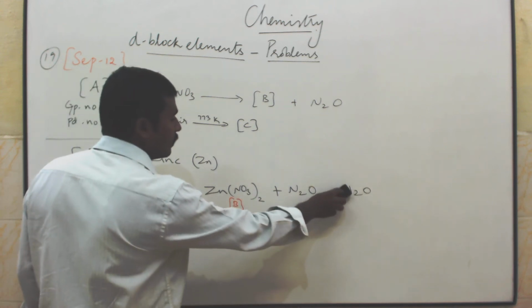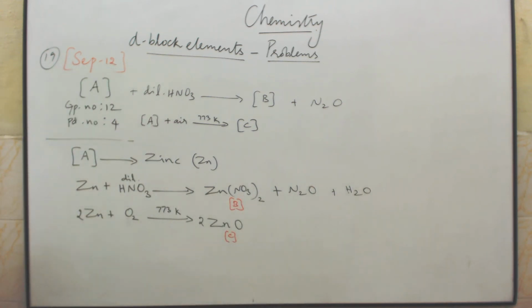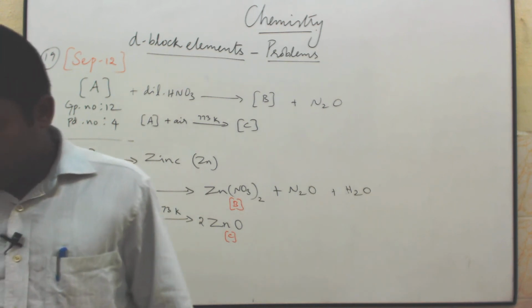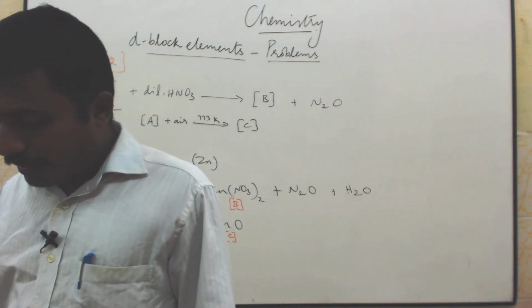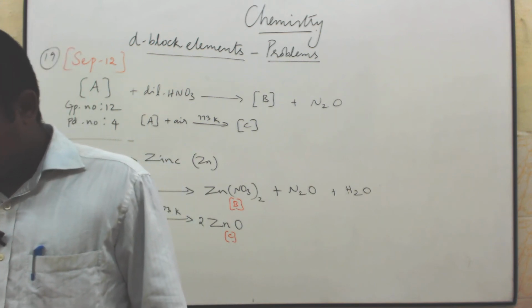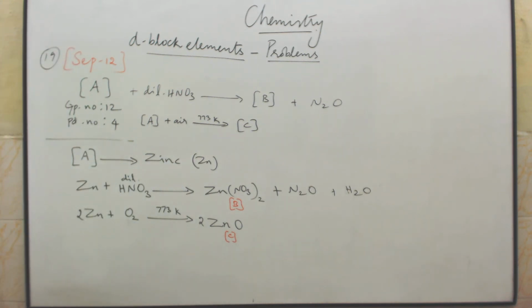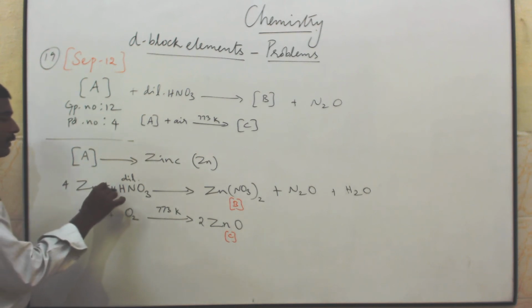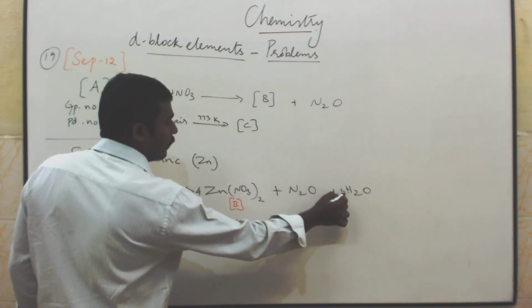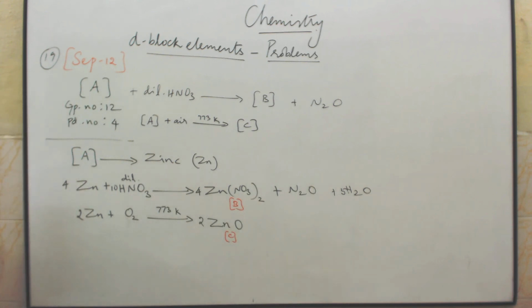Zinc reacts with dilute nitric acid. What's the product? Zinc nitrate is the product. How to balance? Zinc with nitric acid. Usually we balanced this reaction in the previous class. Here is 4, this is 10, this is 4, here is 5. 4, 10, 4, 5. We check whether it's balanced or not.